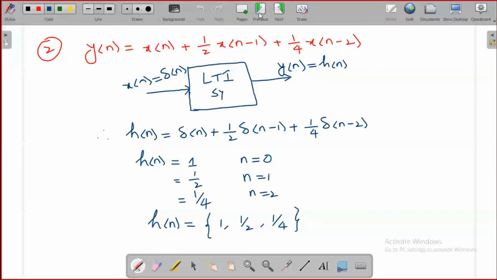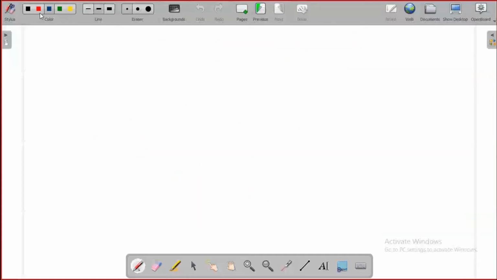Now, take one more example. Here I am giving the impulse response directly. H of n is equal to 2 power n into u of n.